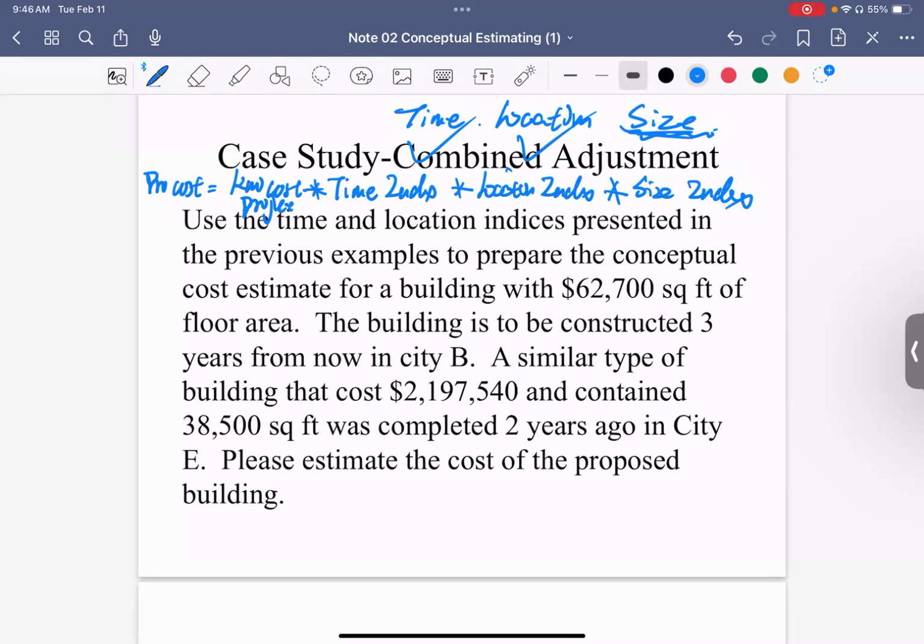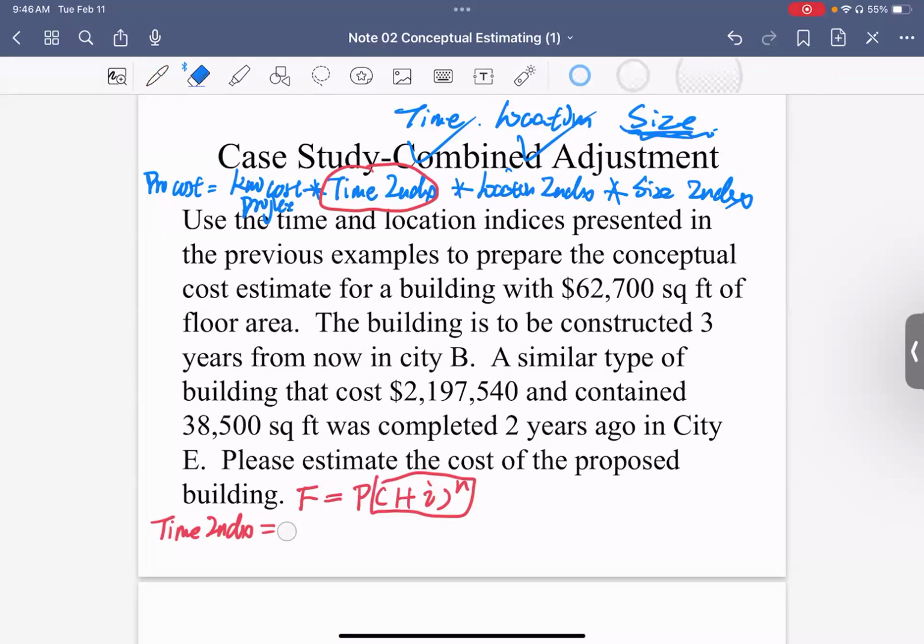So first we need to understand what the time index is. You have your future value equal to present value times (1 + i)^n. So this part here is the time index. You have (1 + i)^n. So this is your time index.